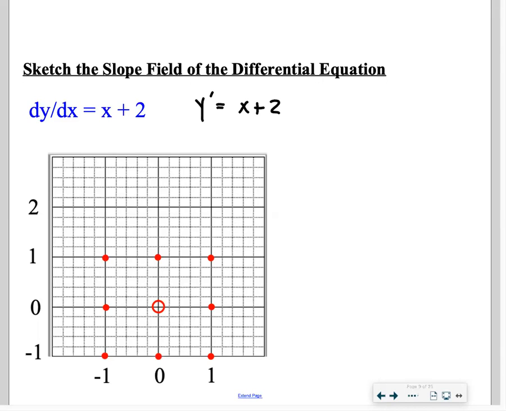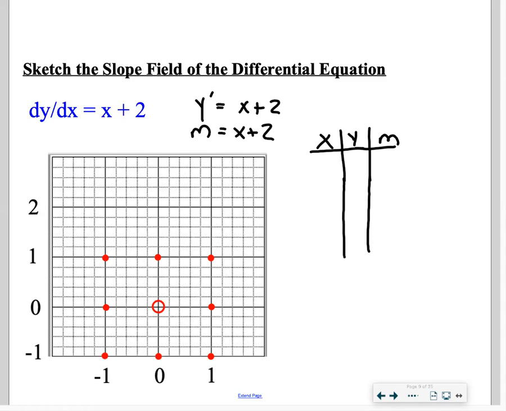The more important thing today for these slope fields is y prime also means slope, right? Derivative also means slope at a certain point. So you could write m for slope, right? Y equals mx plus b. Think of m as your slope, is equal to x plus 2. So dy dx and y prime and m all mean the same thing, slope at a point. Okay. And then depending on how your chart or your graph looks, you set up an x, y, m table. And then you can start getting your slopes at certain points.